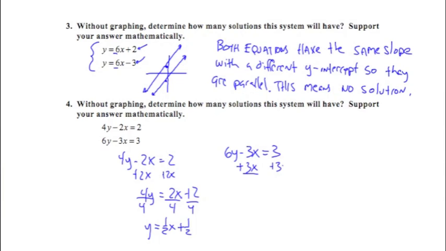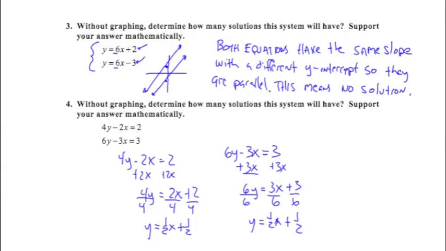Add 3x. So I get 6y is equal to 3x plus 3. Divide everything by 6. So I have 1/2 x when I simplify 3/6, plus, and then 3/6.